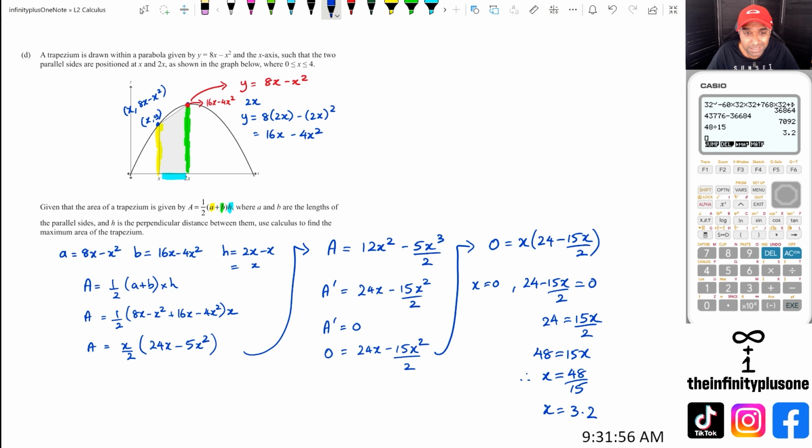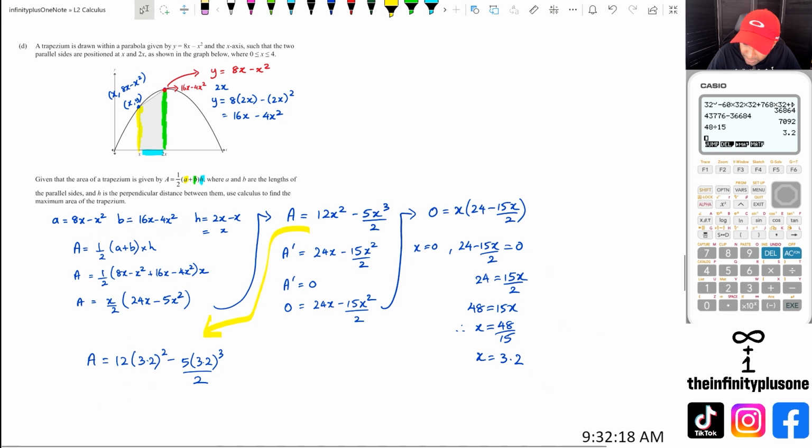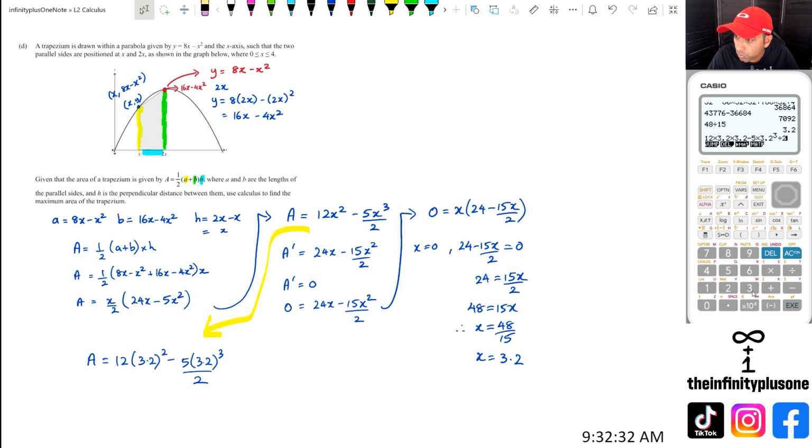But the question is actually asking us to find the maximum area. So because it's asking us to find the maximum area, we've got 12 times 3.2 squared minus 5 times 3.2 cubed over 2. Basically, I've taken this equation from there, which is the area equation, and I just need to now work it out. So 12 times 3.2 times 3.2 minus 5 times 3.2 to the power of 3 divided by 2. So that's going to give me a maximum area of 40.96.